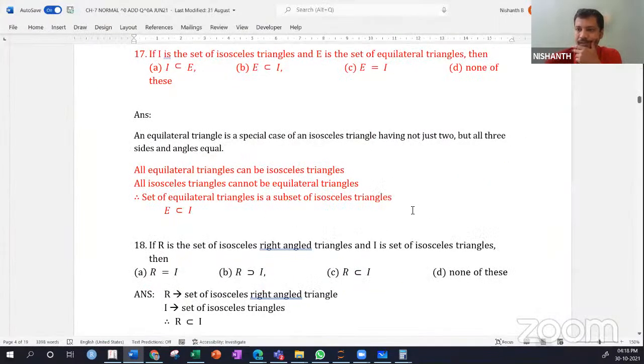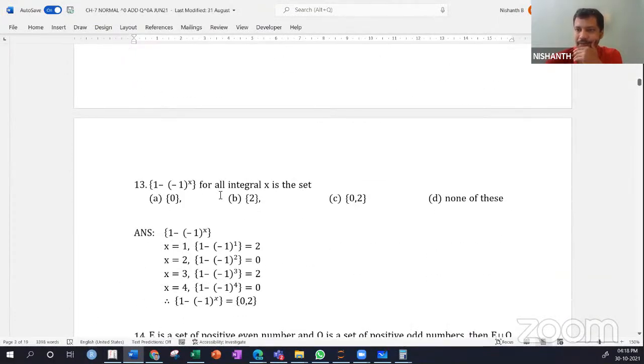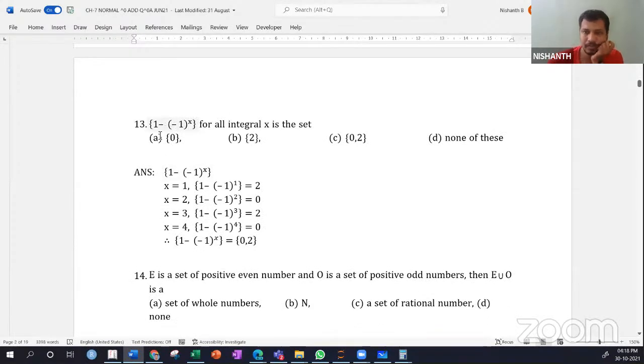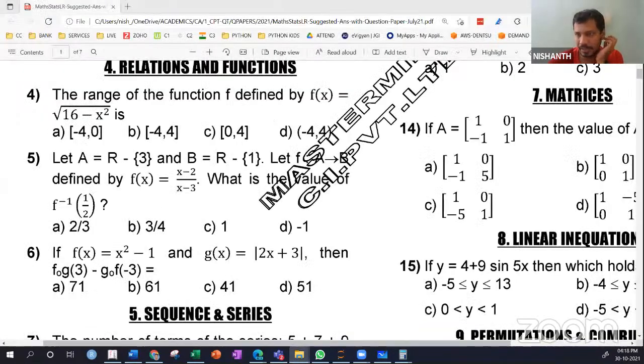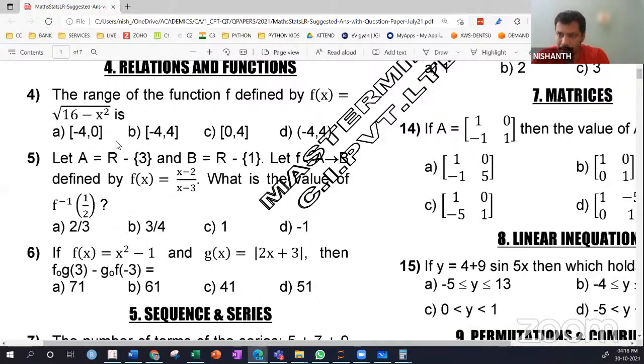We had solved one problem similar to this, the 13th one. They were asking for all integral values of x, the set which one. So this is that range. So here, what will be the range? The range of the function f is defined by f of x is equal to root of 16 minus x square. Here they have not said whether it is integer or not. So option C.